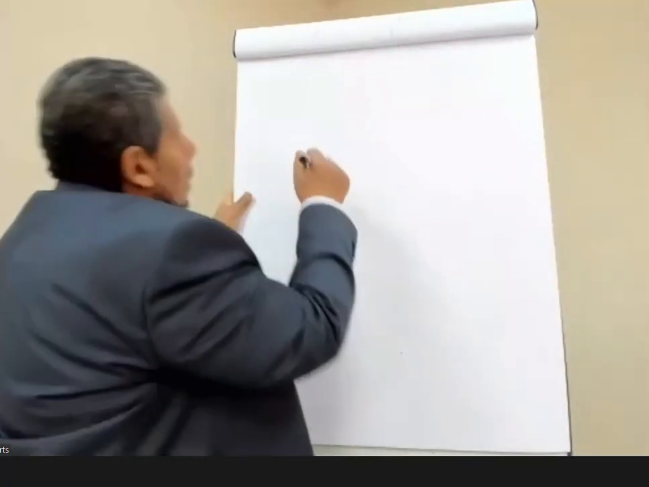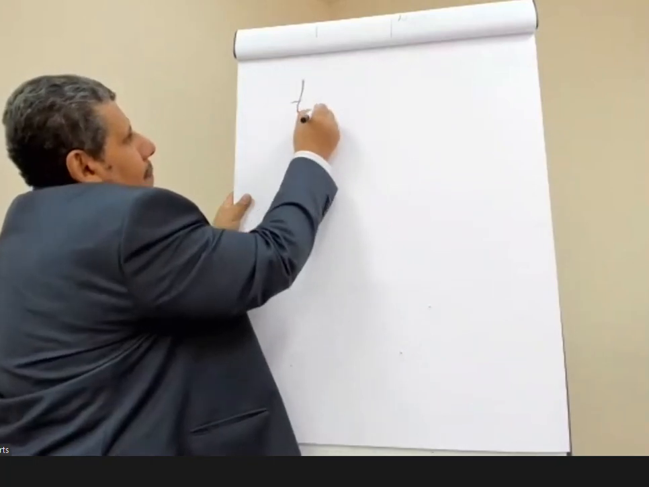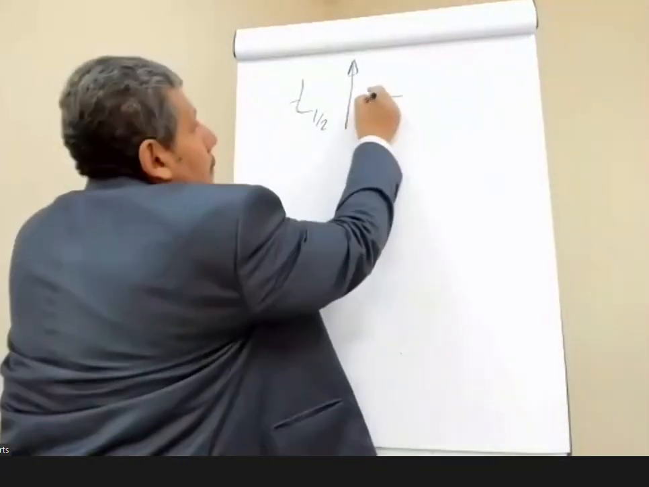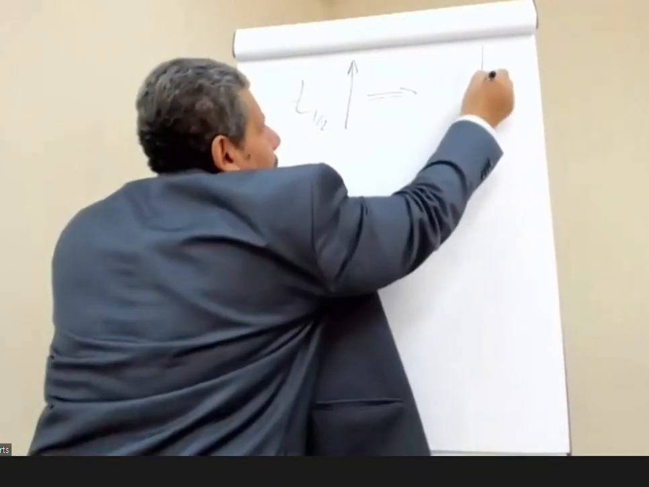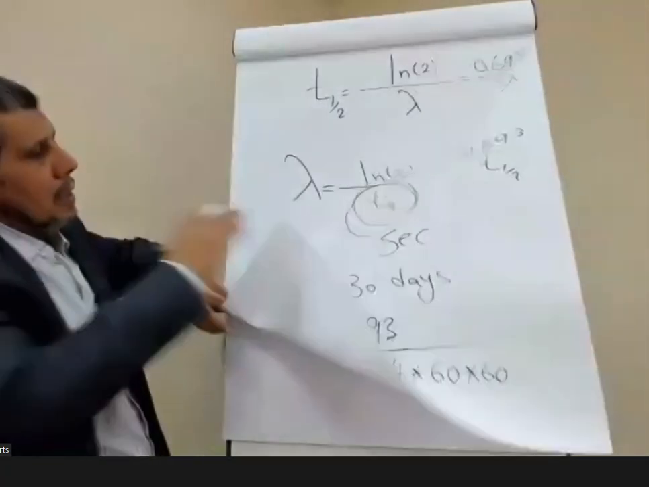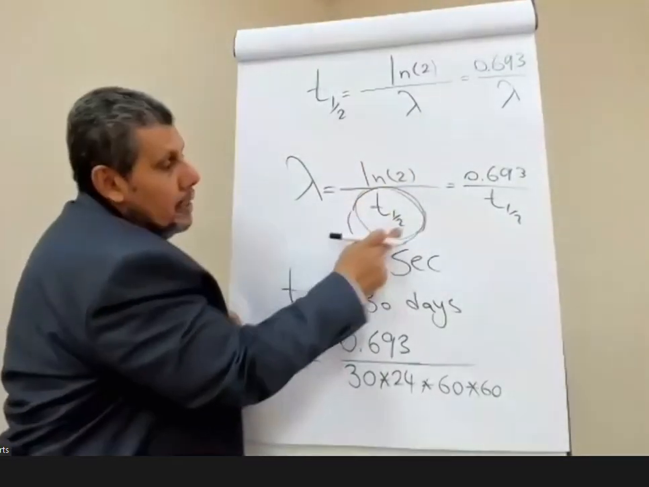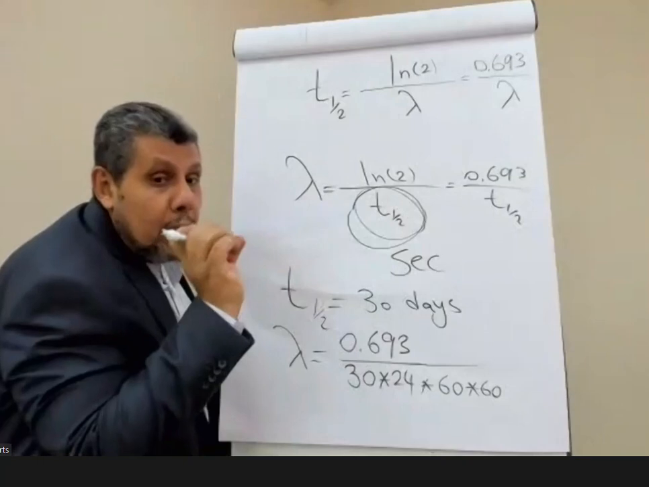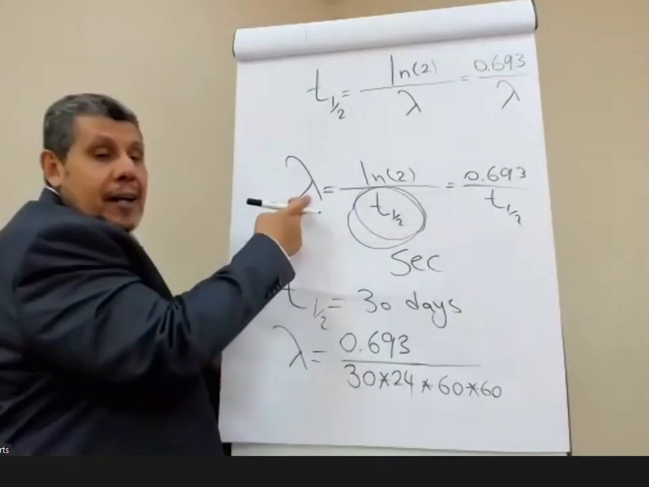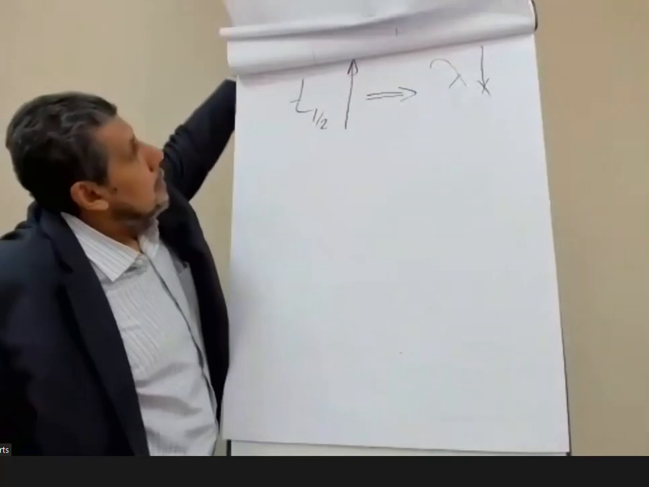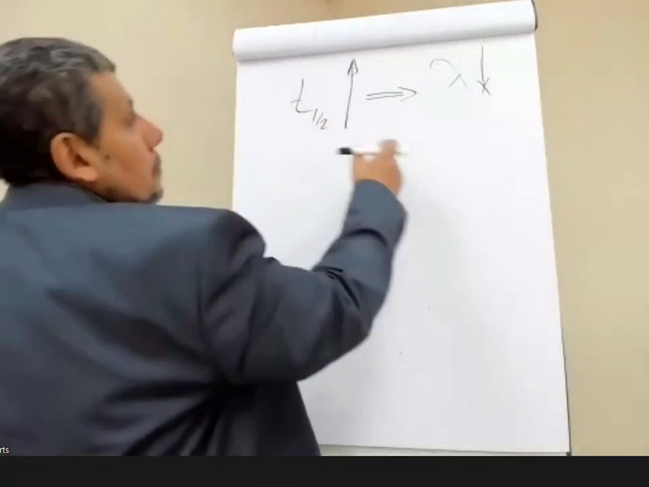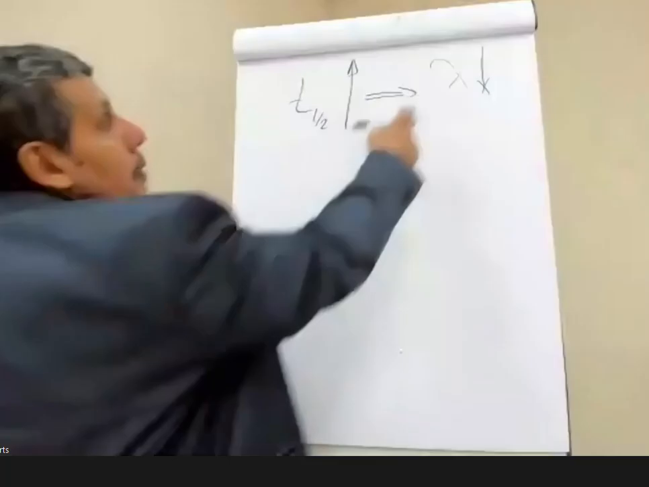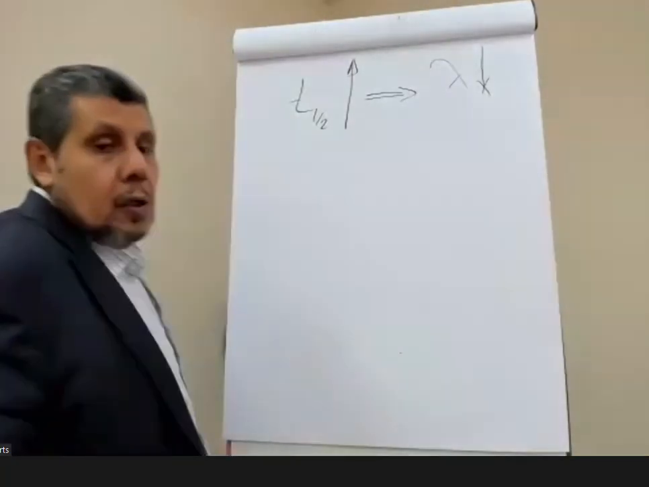Of course, if the t half is long, meaning what? Meaning lambda is low. If the t half is large, 30 years, 40 years, the decay probability will be low. If t half is small, meaning it decays faster, the probability will be high. So if the t half is high, the decay constant is low. If the t half is small, the decay constant will be high, and the probability of decay is high.